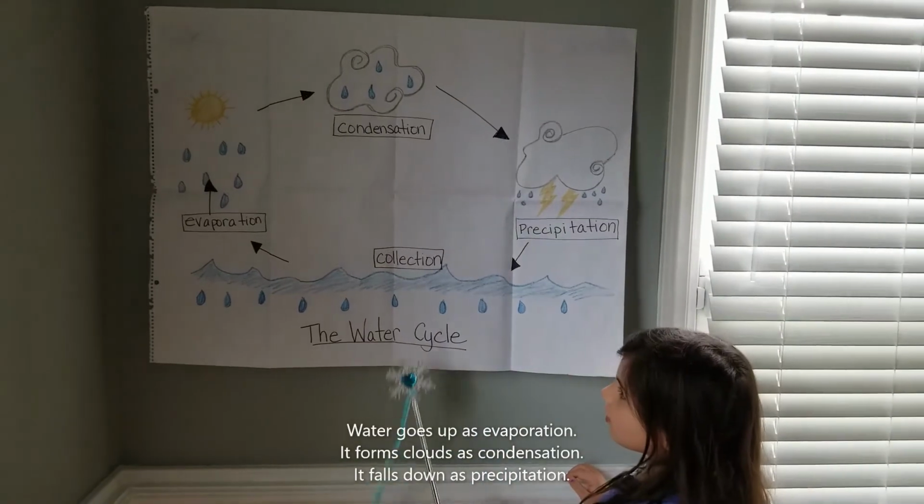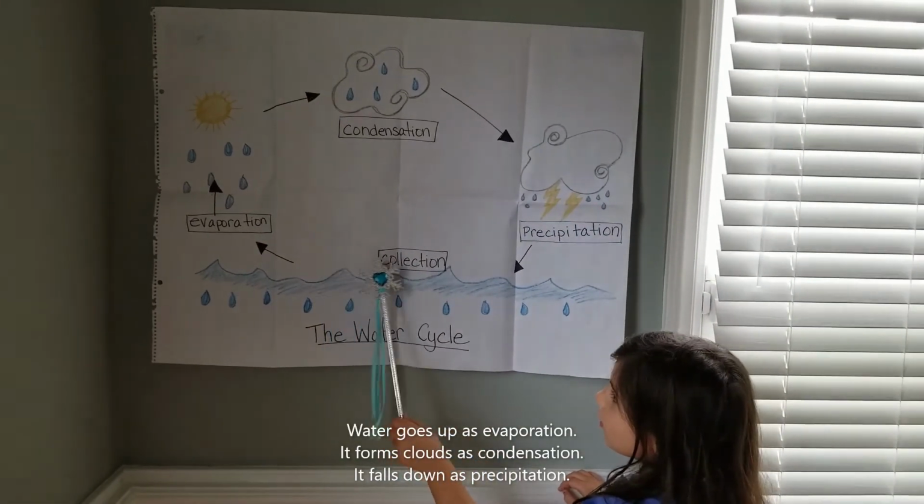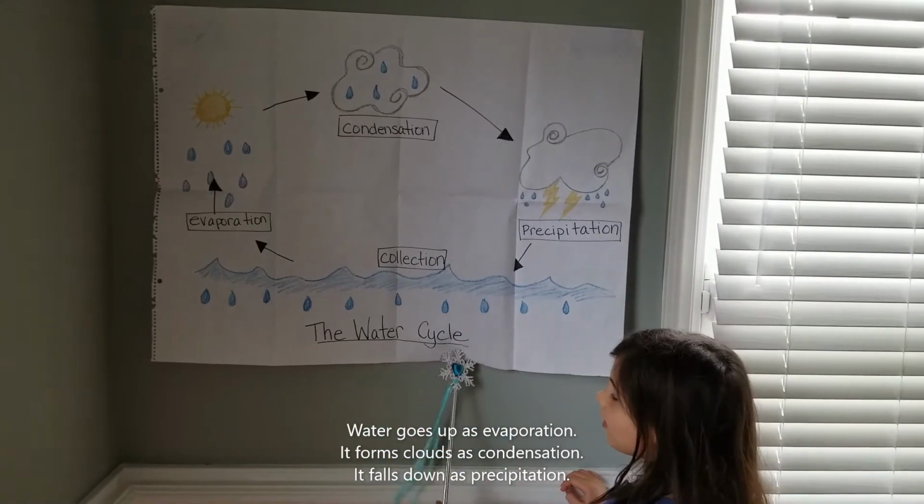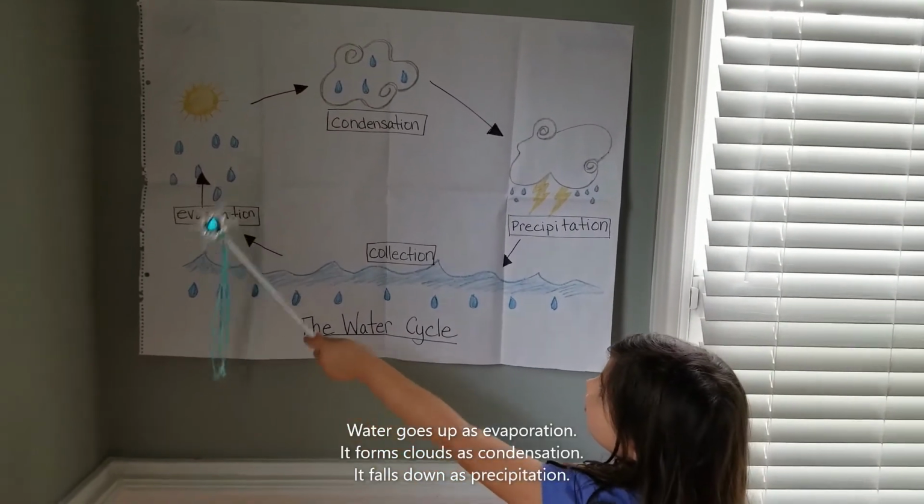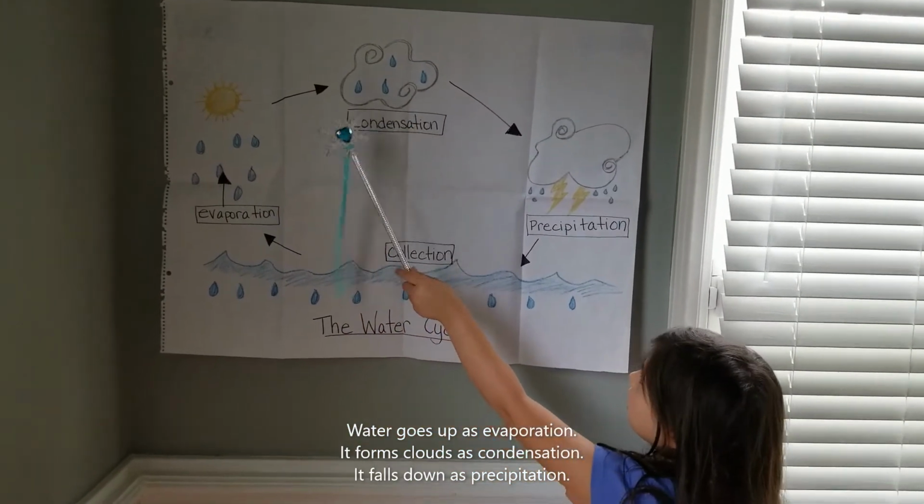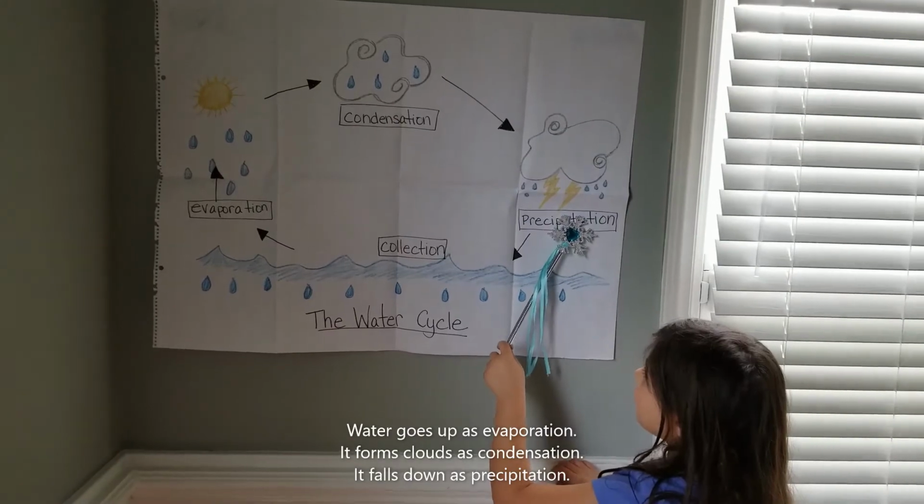Water travels in a cycle, yes it does. Water travels in a cycle, yes it does. It goes up as evaporation, it forms clouds as condensation, it falls down as precipitation, yes it does, yes it does.